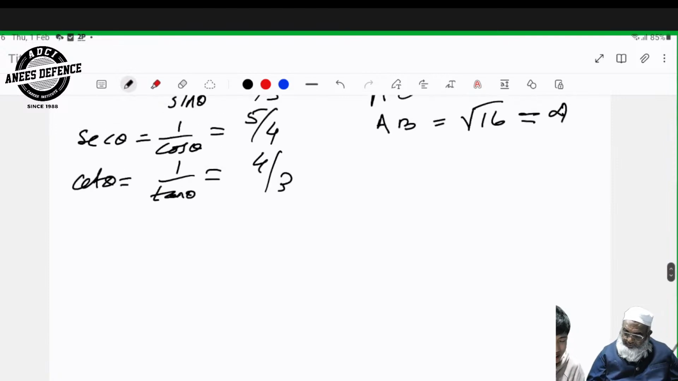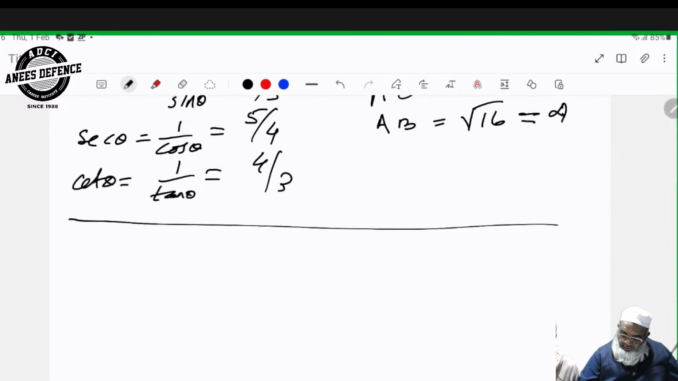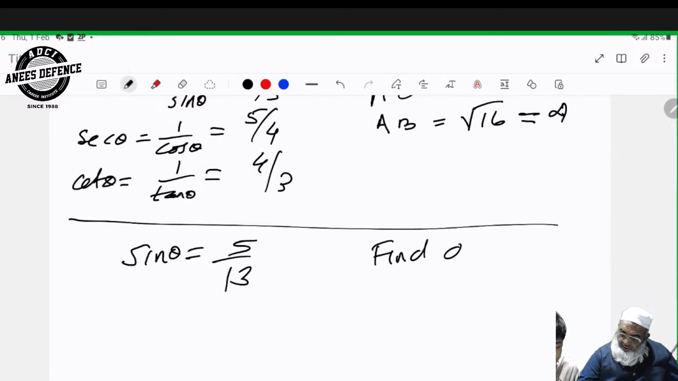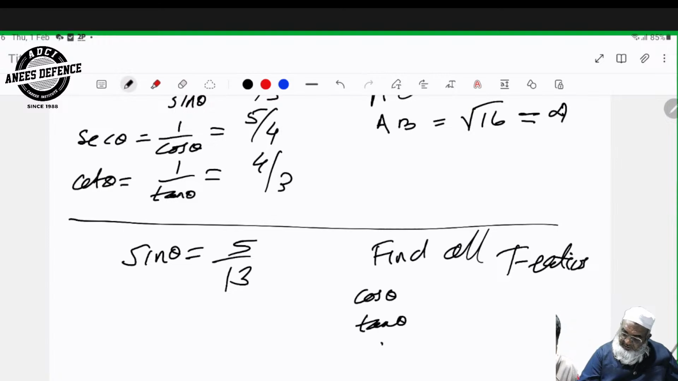So now I'll give you one sum, okay? Sin theta is 5 by 13. How much? 5 by 13. Find all T ratios. What do you mean by T ratios? You have to find all cos, tan, sec, cosec, and cot. Will you find? Fine.